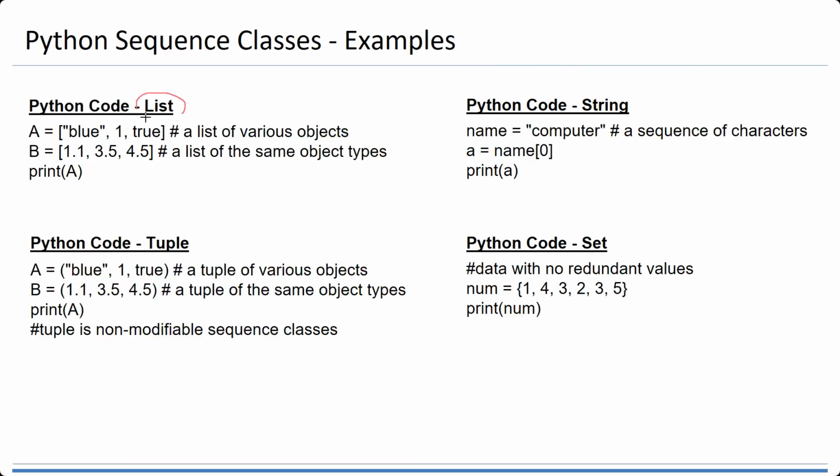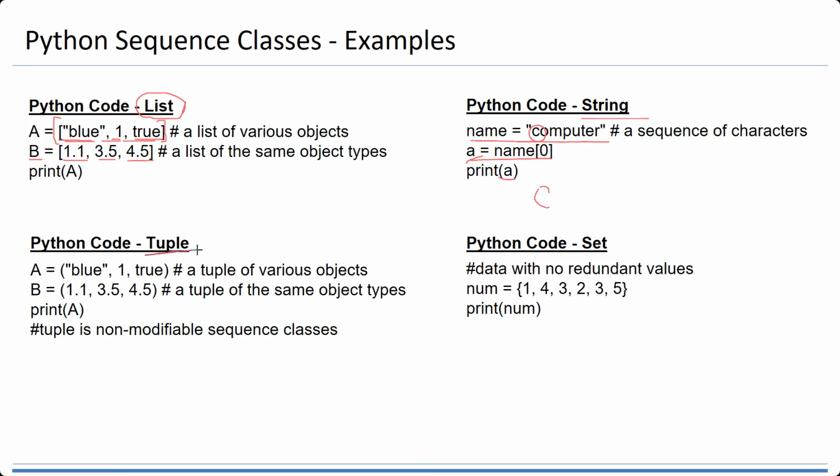You already know about the list. If it is a list, you specify it with square brackets, and the elements of the list can be anything. They can be a combination of string, number, and boolean. Or you can have a list with the same type of object, such as float, float, and float. If it is a string, for example name equals computer, you can check index 0. Index 0 is the character C, so name[0] is C.